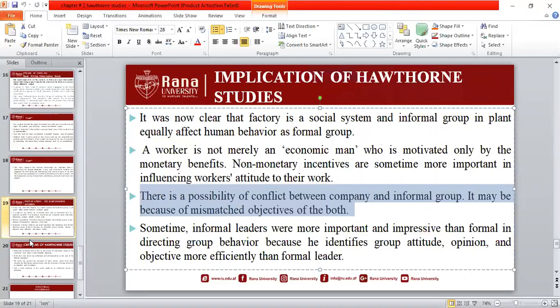The implication is that it's good if you want to implement these theories, these phases, these researches in your studies, in your daily life. It's very good, it's outstanding.